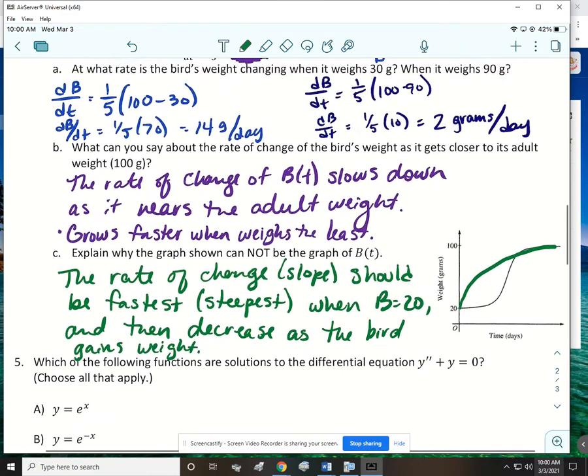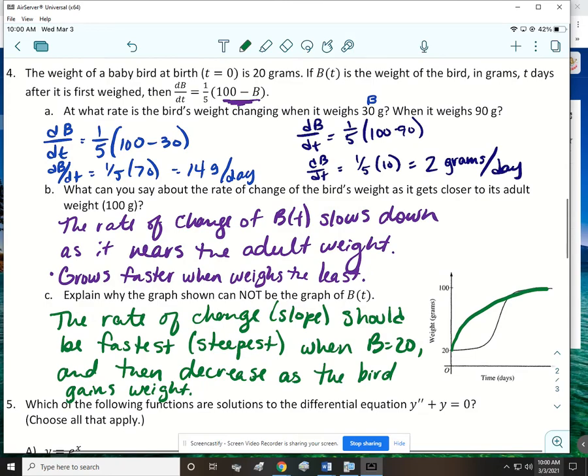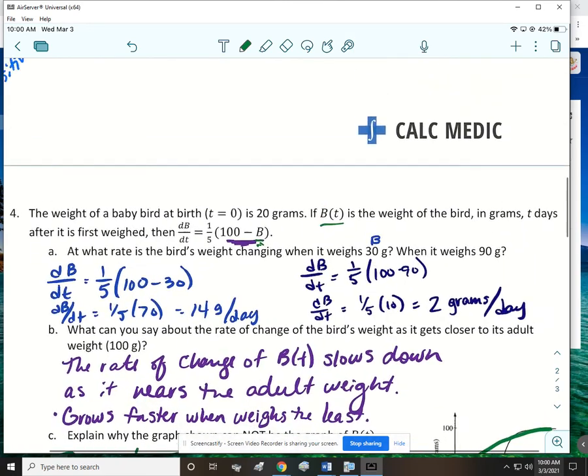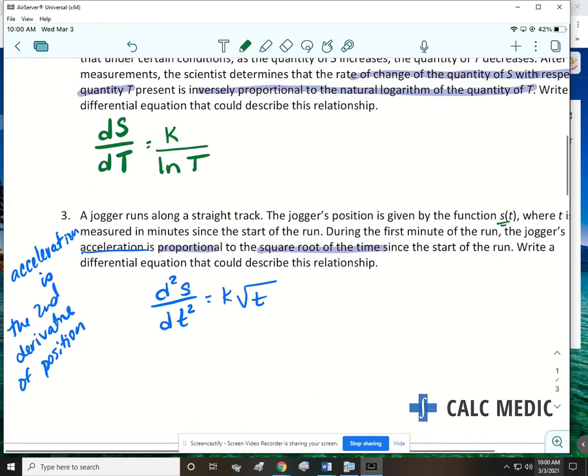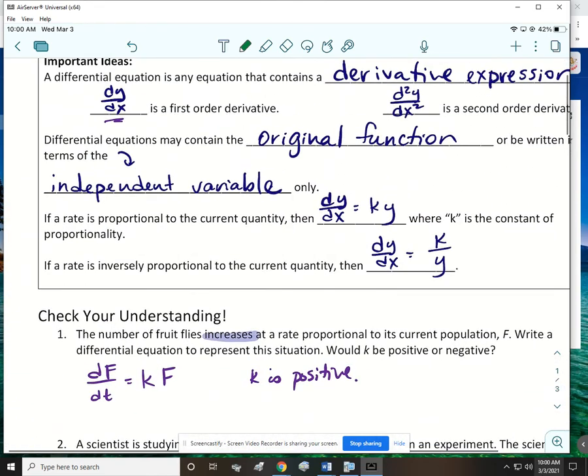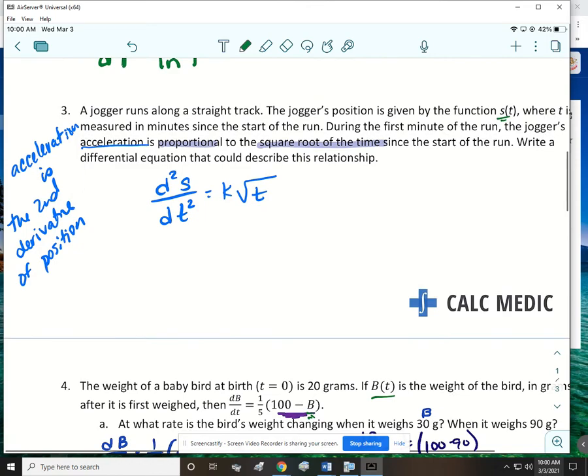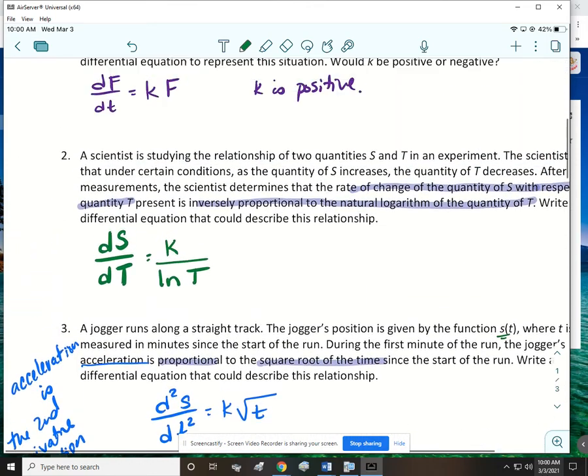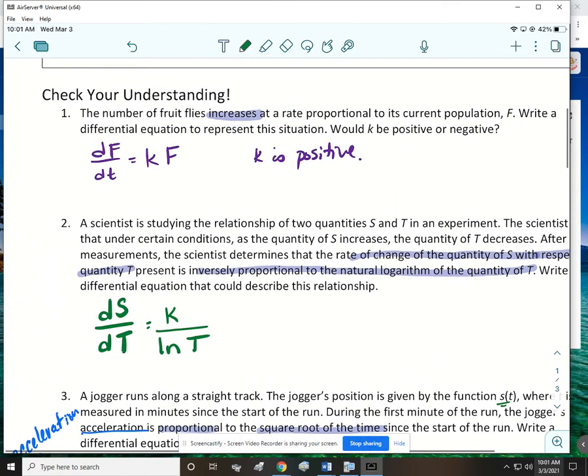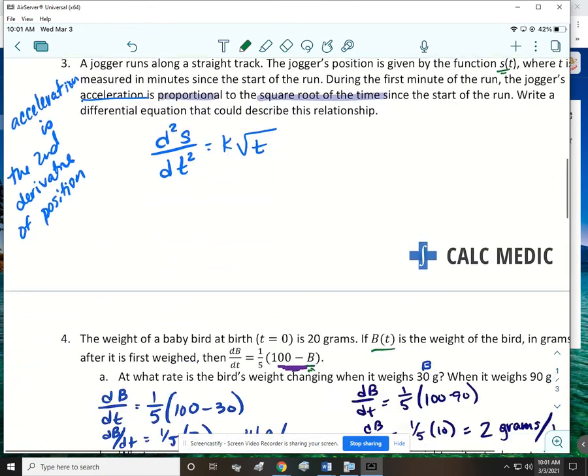All right, and then I just realized I told you wrong at the beginning. This one does, B is the original function. So this one uses the original function. 3 is one of those that just uses the independent variable time. All right, and then this one uses the original function, and that one does also.